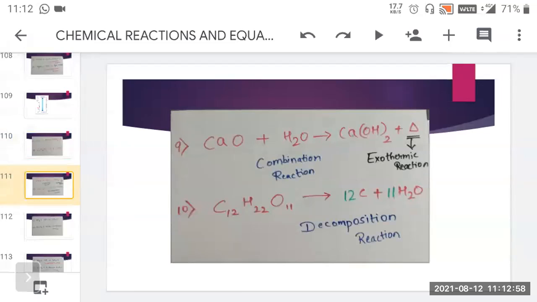As you can see here, heat is written on the product side, which shows it is an exothermic reaction. If it is written on the reactant side, then that will be an endothermic reaction. As the heat is written on the product side, that means it is an exothermic reaction. Always remember this difference.